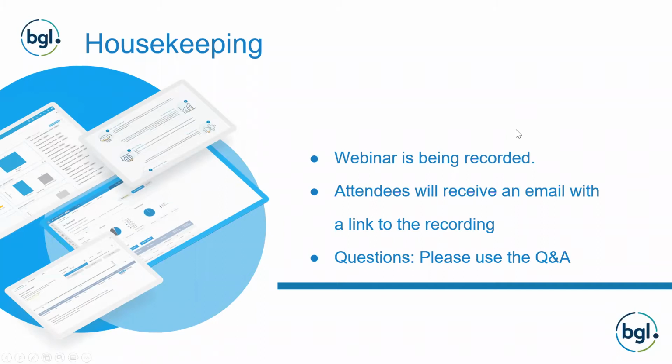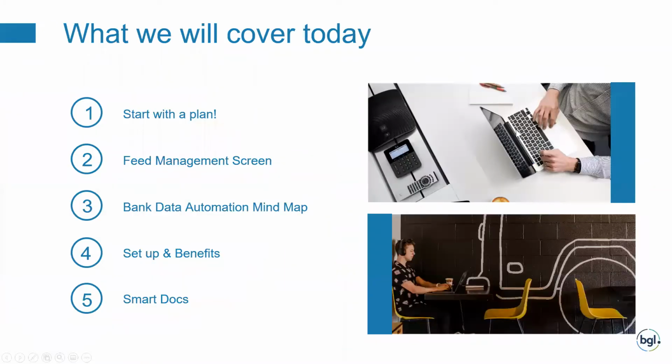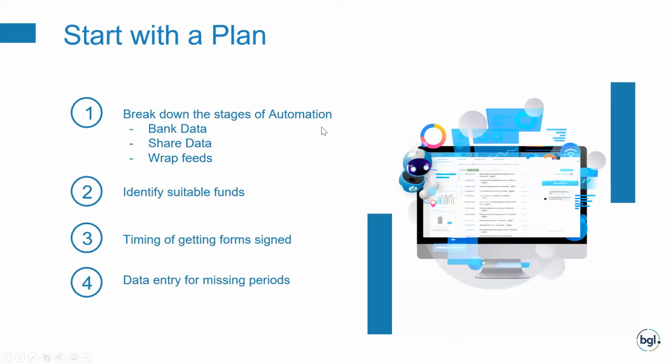So we'll jump over to the next slide and we'll just go over what we're going to cover today. I can't emphasize this point enough, but start with a plan. We'll also look at the feed management screen and the bank data automation mind map. This is something I've put together just to determine whether the feeds are necessary or not. Then the setup and the benefits of having them, and also the use of smart docs. We'll cover a bit more about that once we get into it. But we'll head over to start with a plan.